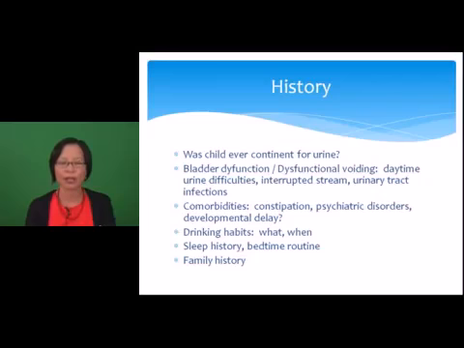We know that if a child has had continence at night for 6 months or more, you really do need to worry more about bladder dysfunction or dysfunctional voiding, and you want to get a very careful history of any daytime urinary difficulties. You also want to investigate if there are any other comorbidities, such as constipation, which is not associated with monosymptomatic enuresis, or even developmental delay.